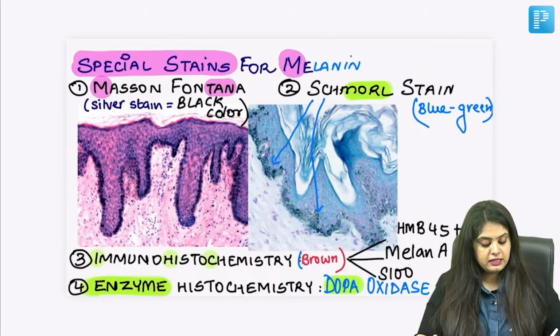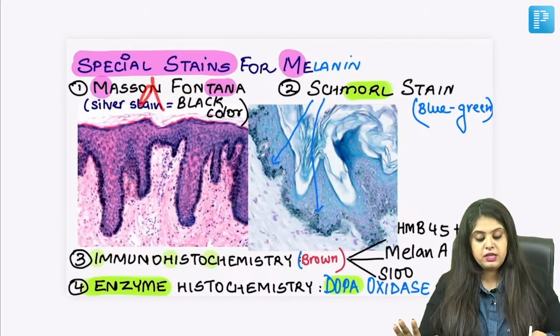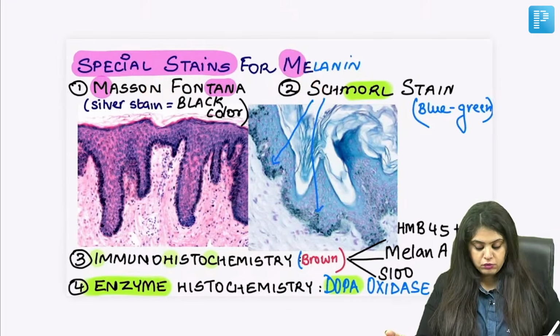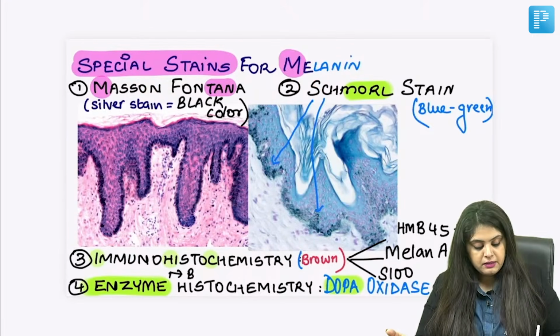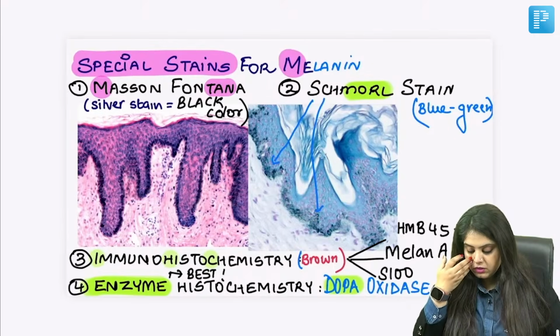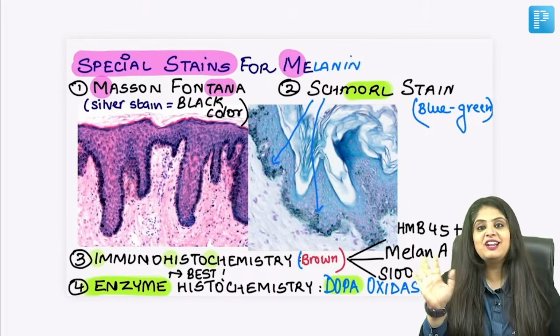Do an MCQ also. If 1, 2, 3, 4, everything was written in options, option A, B, C, D, and they asked you which out of these is the best, please note that the best one is going to be the enzymatic method. Okay, ABC was just an example that I was giving you, Dr. Om. There is no stain called ABC stain.